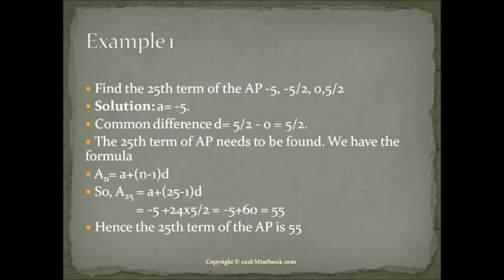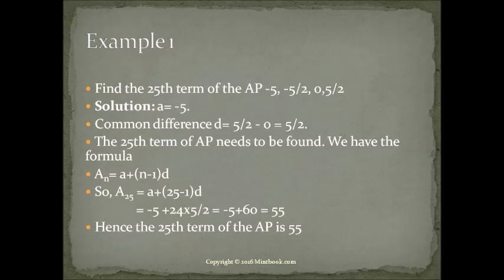Now it's already been told to us in this question that the numbers are in AP. So just by looking at the series, we can know what the first term is. You can observe that the first term here is minus 5. So we'll quickly write down a is equal to minus 5. Now our next job is to find out the common difference of the AP. As we know, the common difference for any arithmetic progression is equal to the difference between consecutive terms. The terms here are minus 5 by 2, 0 and 5 by 2.